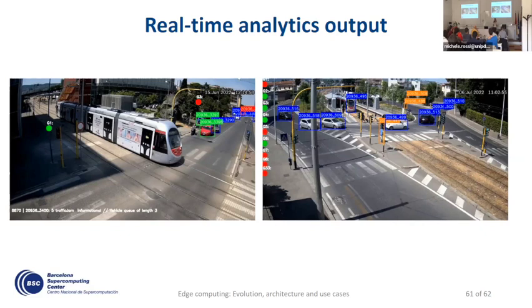These types of applications are distributed because, okay, here we have one camera, but in our deployment we have more than one camera at the same intersection from different angles. And we want to process it in real time, combine all this information and generate the alerts in real time. So for this, it makes sense to have edge computing.